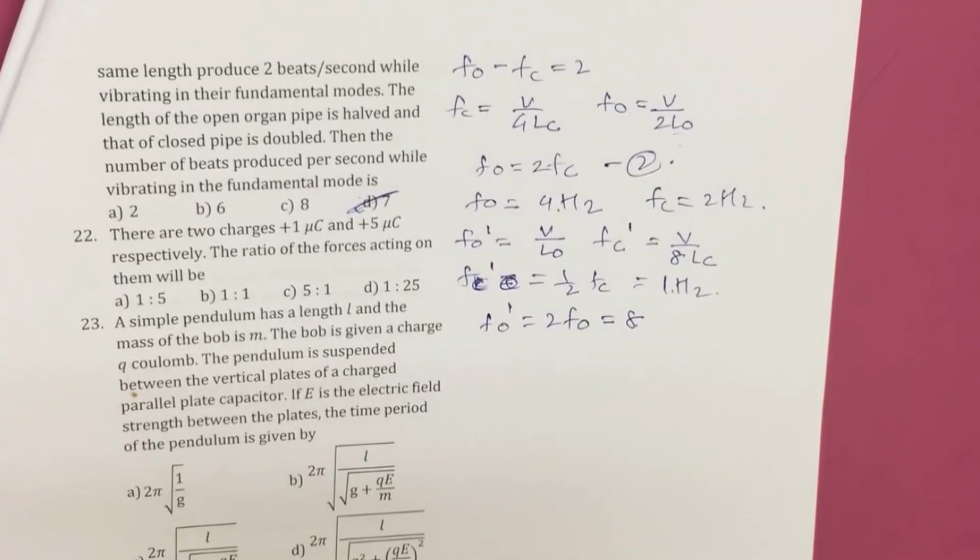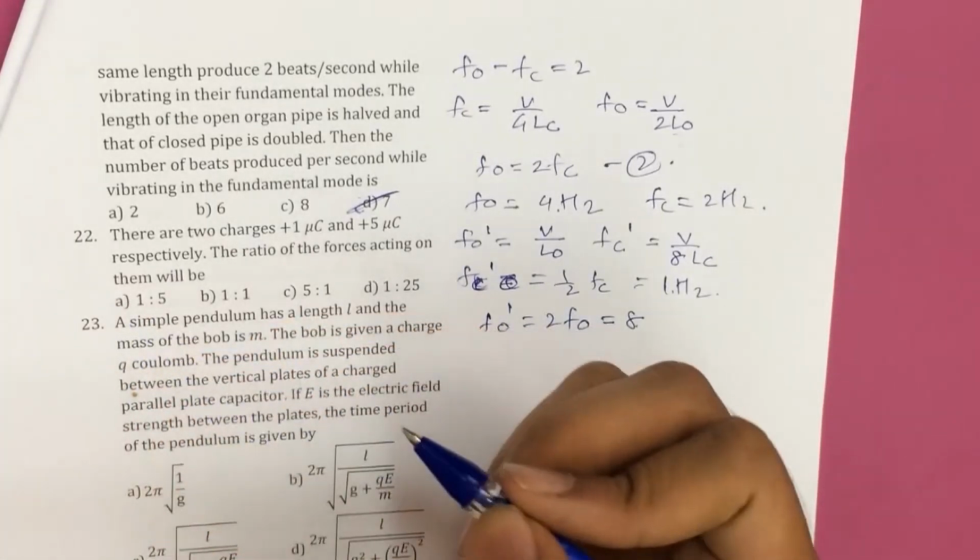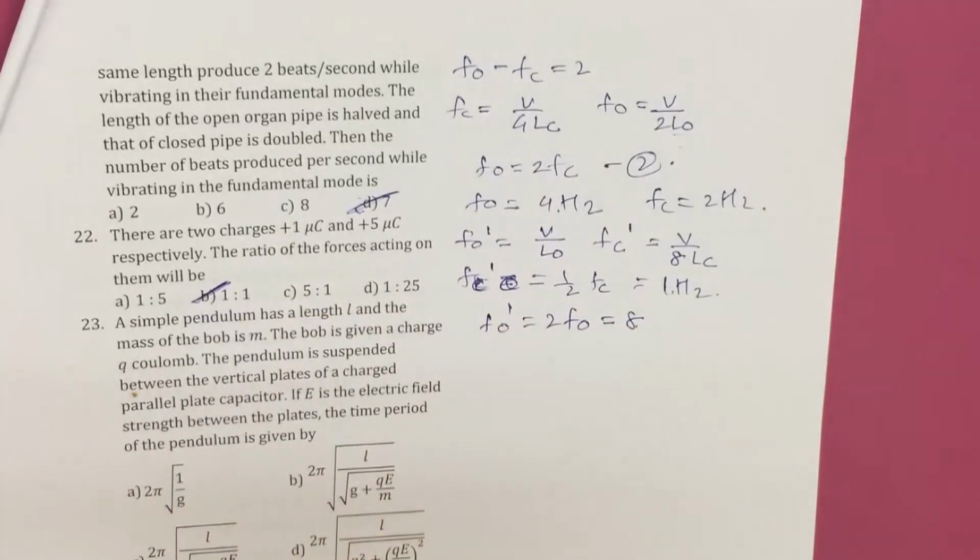Question 22. There are two charges, 1 microcoulomb and 5 microcoulomb respectively. The ratio of the forces acting on them is. Same force will act on both these bodies, although their directions will be different because both are positive. So correct answer would be option B, 1:1.